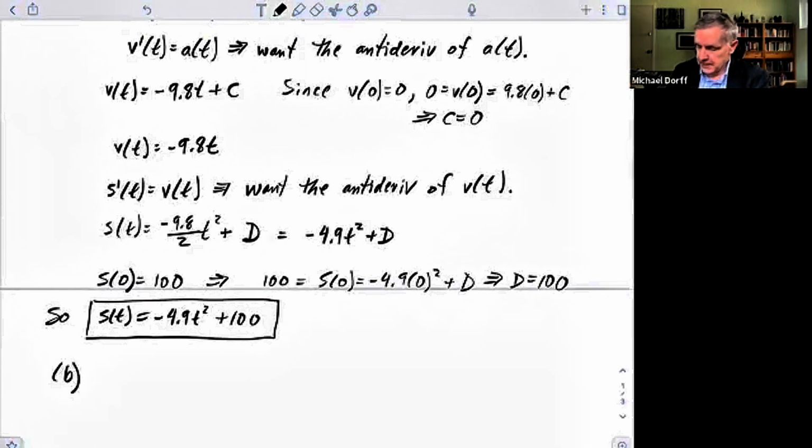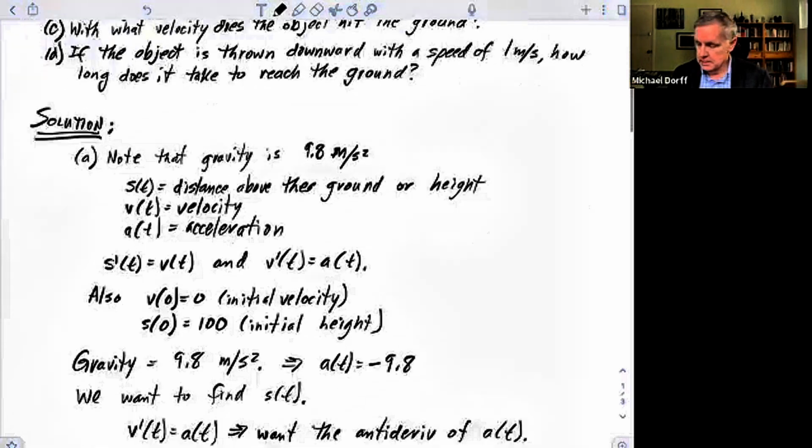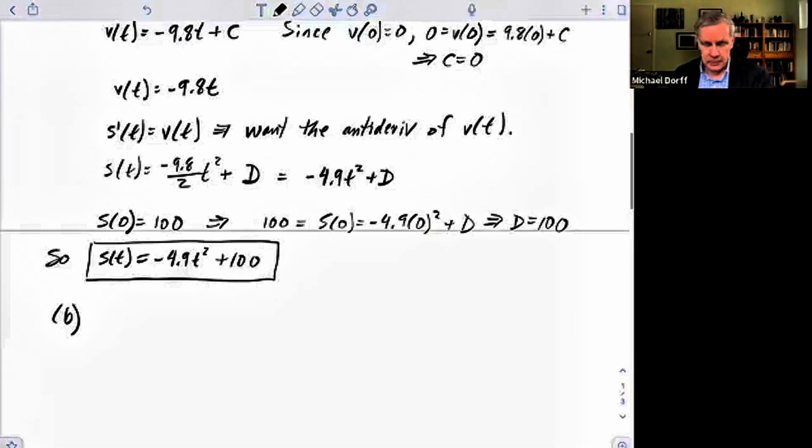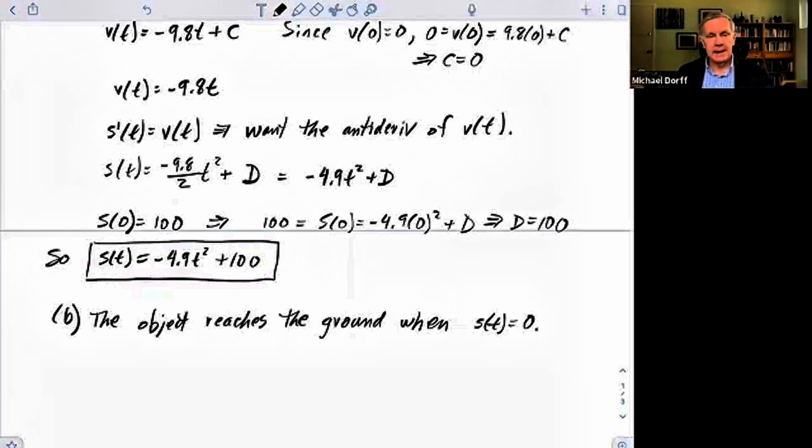All right, part B. So let's go back here to part B and read what it says. It says, how long does it take for the object to reach the ground? All right, well, now that we have an equation here, we can use this information. So the object reaches the ground when what happens? When s of t is 0. That's right, when the height above the ground is 0.